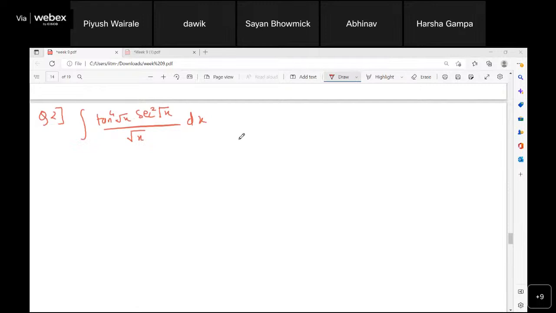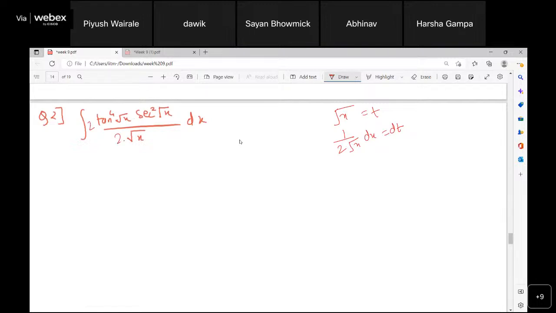Just tell me which substitution I should put. Should I put root x is equal to t? Sir, t equals to root x. What is the derivative if I differentiate with respect to x? Sir, 1 by 2 root x. So do we have that?